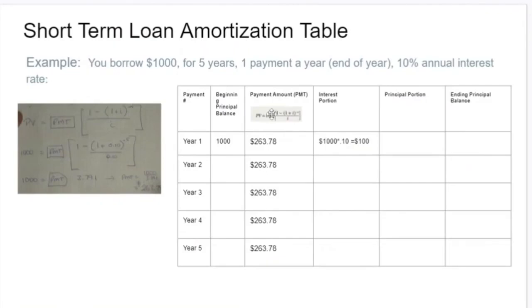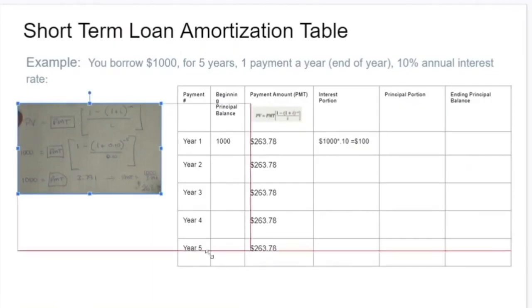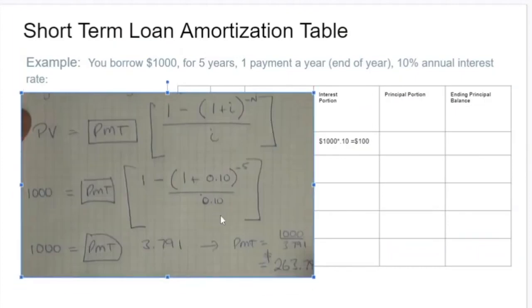So we know that we have to use this formula right here in order to calculate the payment. I'll just zoom it up to make it look a little bit bigger. In this case, we've got a present value. We know we borrowed $1,000. That's the present value. We don't know the payment. That's what we're looking for. We know the value i, 10% annual interest rate, that's 0.10. And we know the number of payments. That would be 5 years, one payment a year, 5 payments.